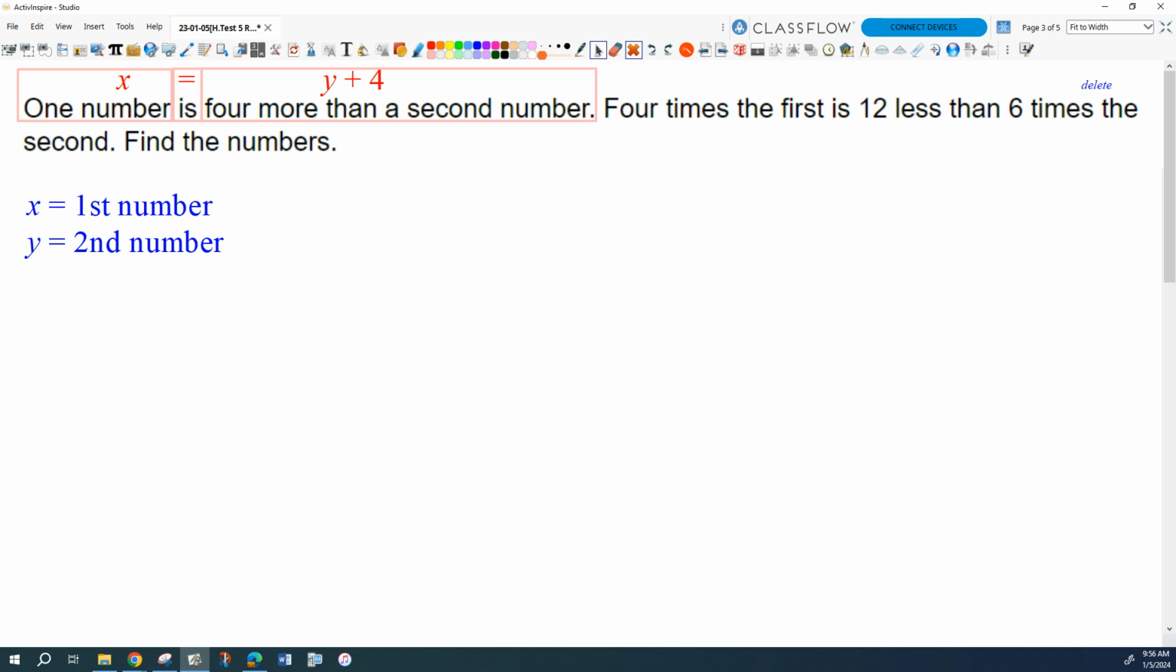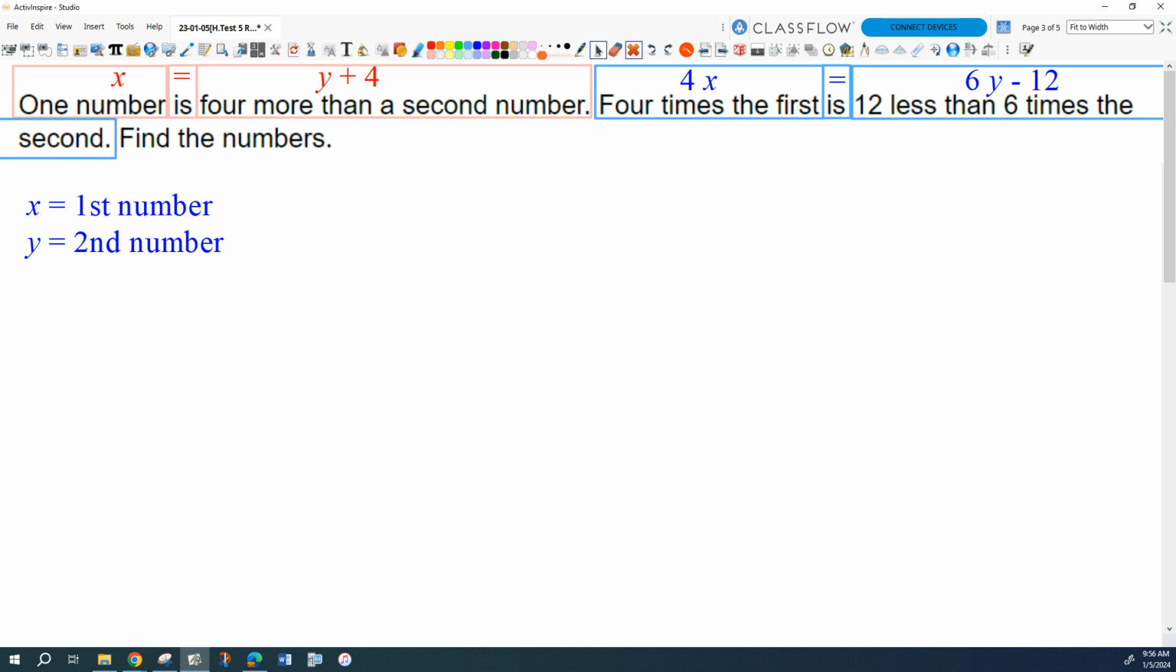How about this one then? y equals 4x minus 6. So 4 times the first, what's that? 4x equals 6y minus 12. There you go. Just like that, right? Okay, give me thumbs. Make sense?